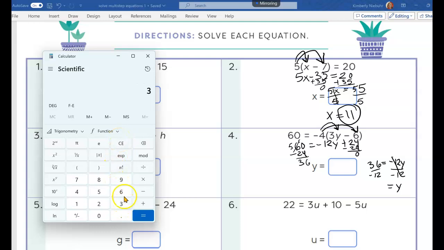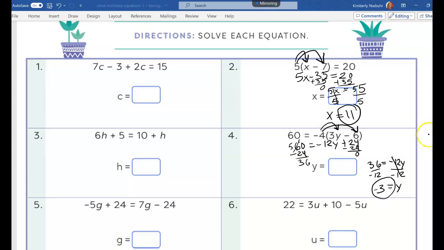Negative 3. 36 divided by 12. What kind of 12? Negative. Negative 3. You're actually going to be able to write it here. Negative 3 as well. There's our answer.